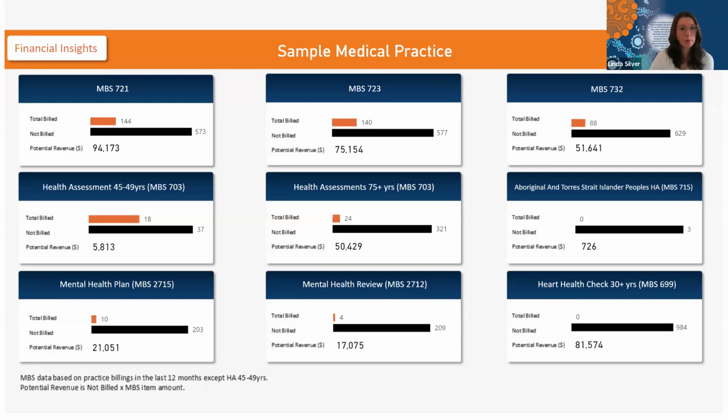Okay, moving on to mental health treatment plans. Here we are looking at anyone with an active mental health condition that's been present for 6 months and longer, and who have had a 2715 or 2717 built in the last 12 months. And the estimate is on the lower number, 2715. And the mental health review follows the same logic with the MBS number 2712.